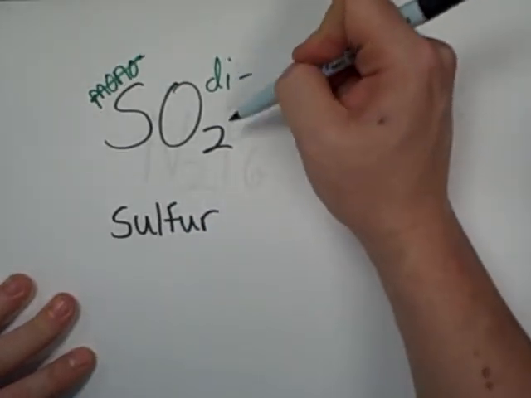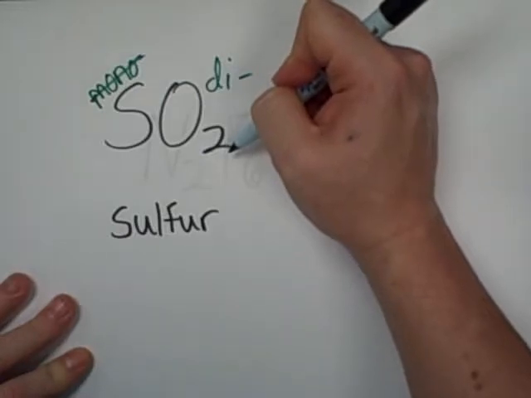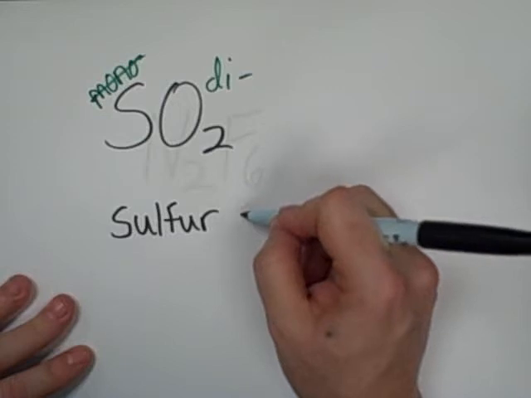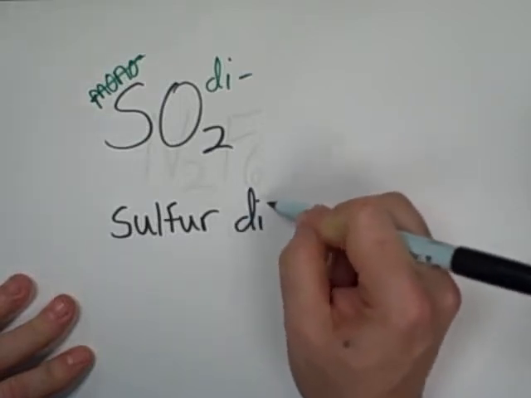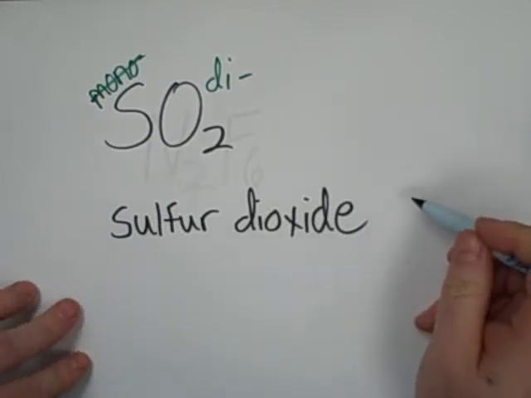Now we have di. We do have to use the prefix on the second one, no matter what. Di for 2, and then oxygen becomes oxide, so sulfur dioxide.